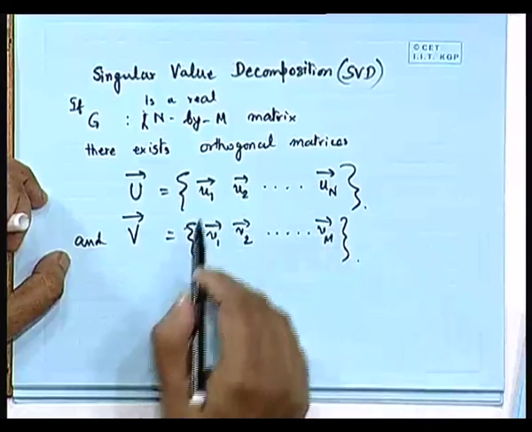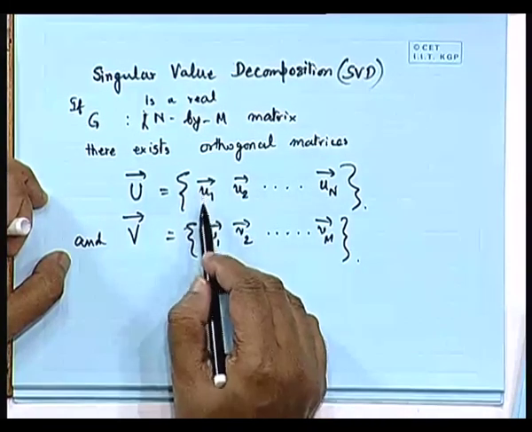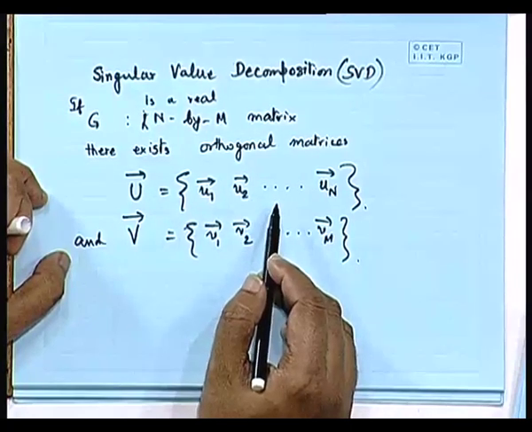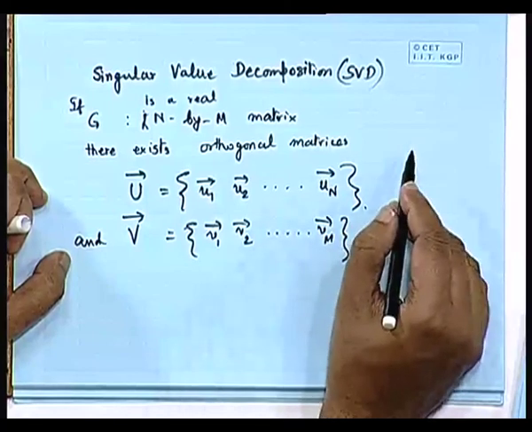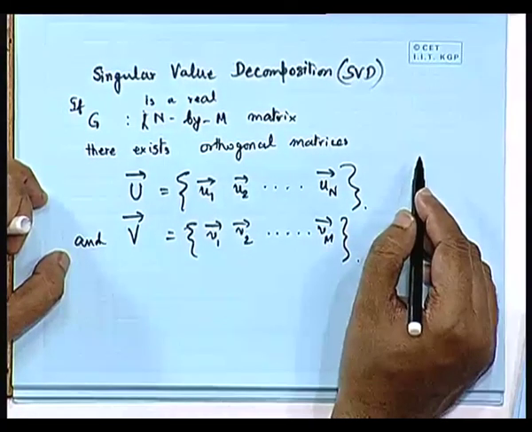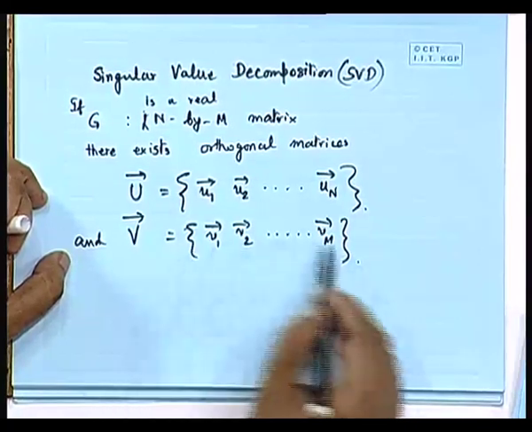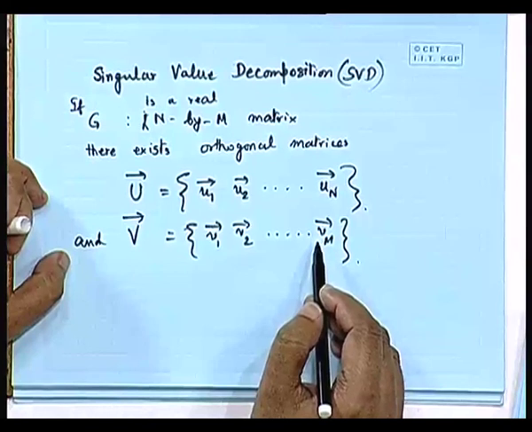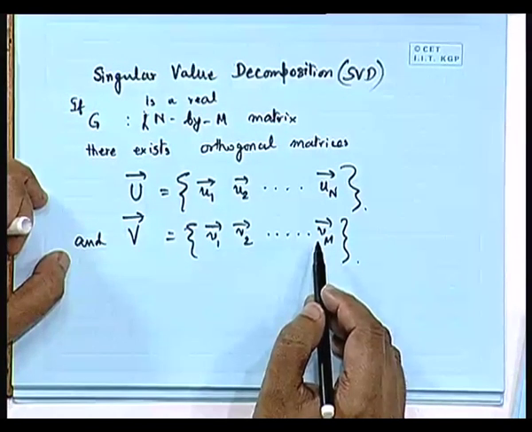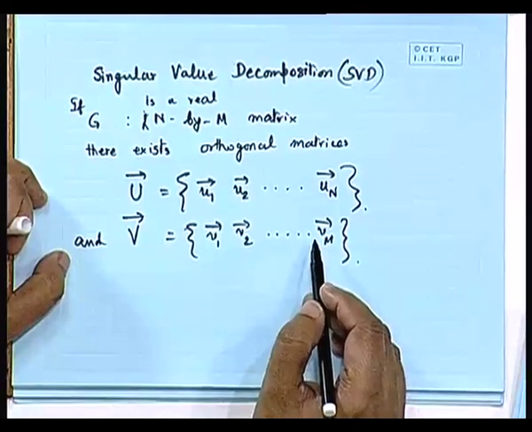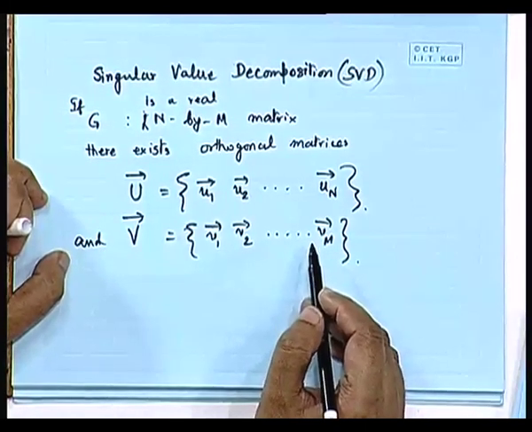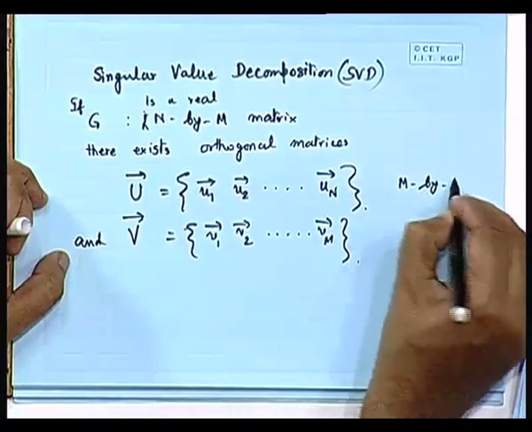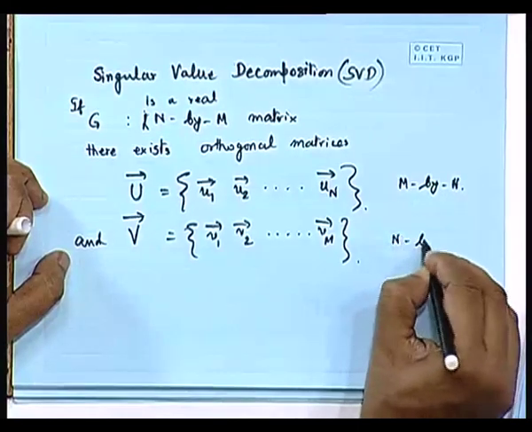All these individual vectors u1, u2 and so on are of dimensionality m. So U is actually an m by n matrix, whereas for V there are m vectors, where each vector is of dimensionality n. So V is actually an n by m matrix.